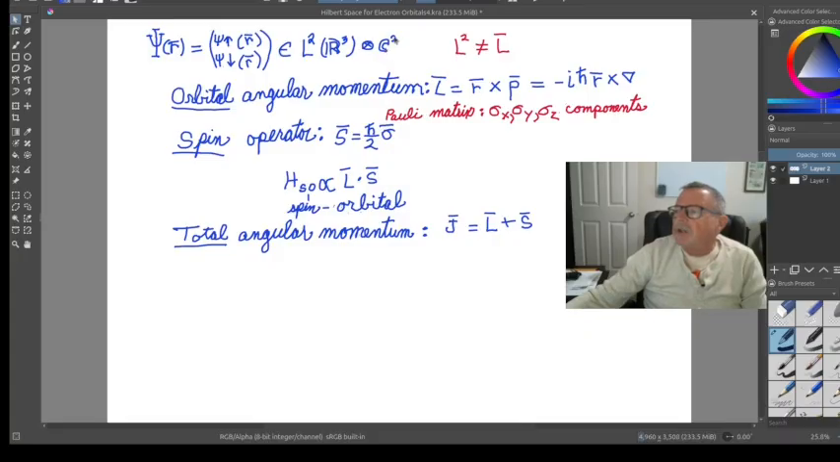But here's the other. So I'm going to bring in something else. Spin, we said, is an intrinsic angular momentum. Intrinsic, nothing spinning. But orbital angular momentum, something is spinning.